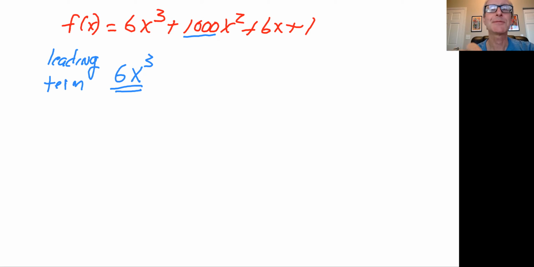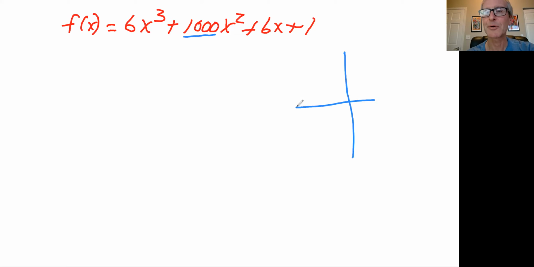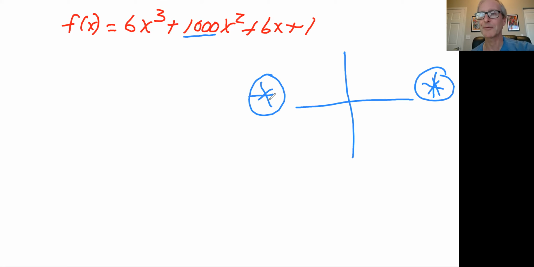So if we take this equation here and we want to do the end behavior. If you think about our graph, we're going to figure out what happens to the graph way out here and what happens to the graph way out here. And there are 4 possibilities. It goes up or down at one end and up or down at the other end. And so there are 4 total possibilities.